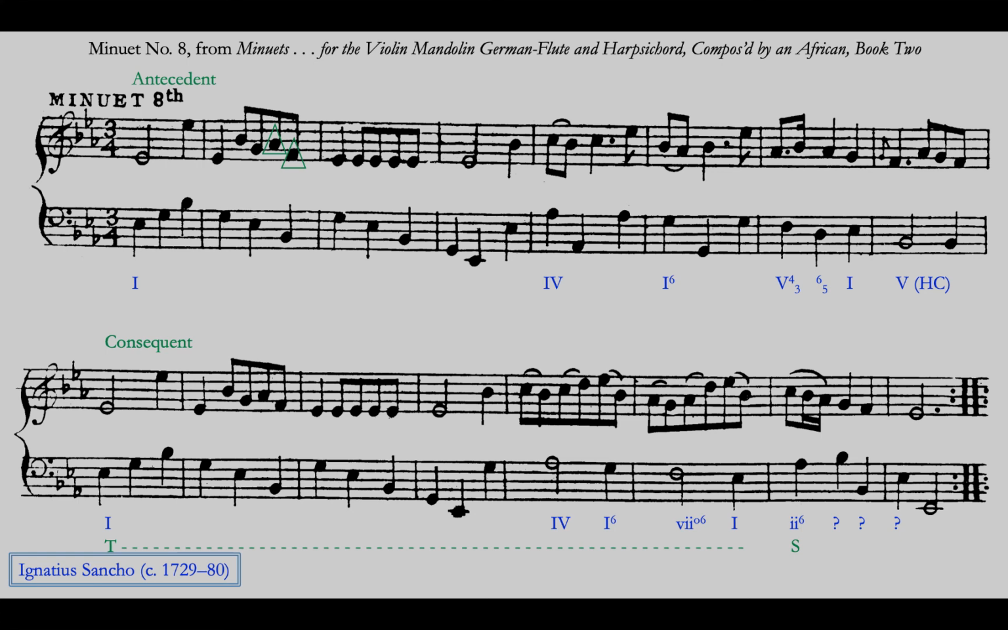So, what about the harmonies at the very end of the consequent phrase? Here's the completed analysis showing the cadential 6/4 progression that arrives at the cadence, the PAC, at the end of the consequent phrase.